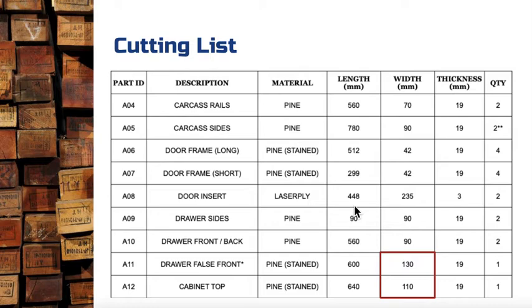Just run your eyes down and you'll see that there's some pretty common sizes there. 70s, 90s, 42s. These are common dimensions. Down the bottom, I've got 130 and 110 highlighted in red because they're not common.